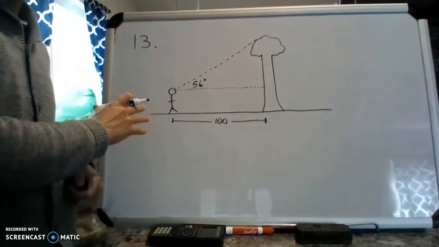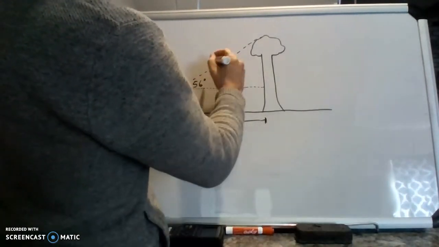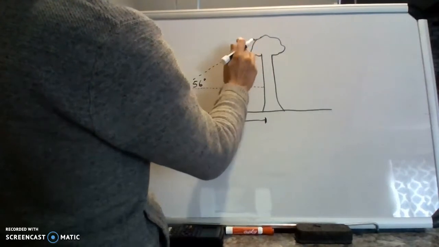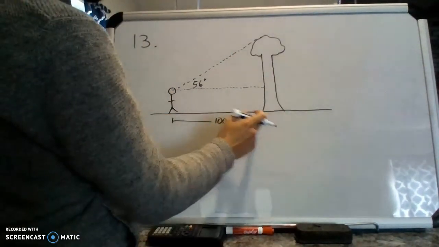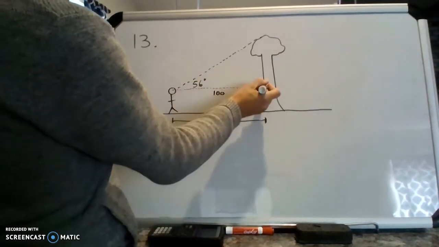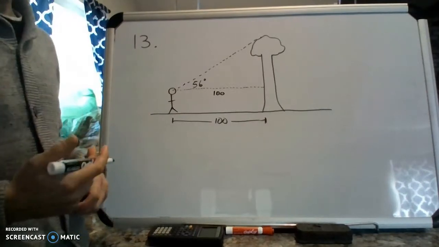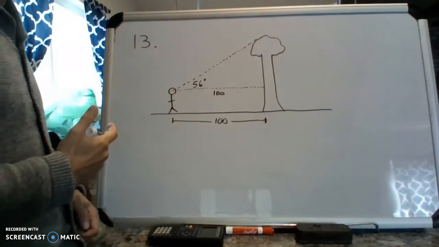Now the picture doesn't have to look correct as long as we have the correct information in it. That's what really matters. All right. Now, if the distance from his feet to the base of the tree is 100, that would also match the distance from his eyes to the trunk of the tree. All right, now what do we need to know? We need to know how tall the tree is.